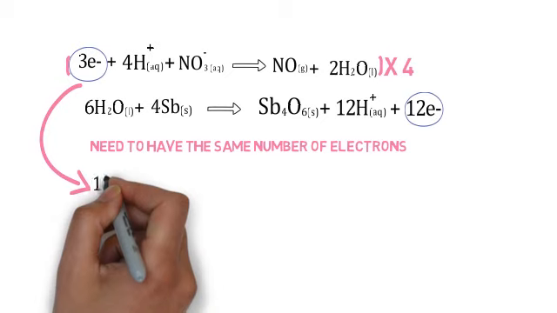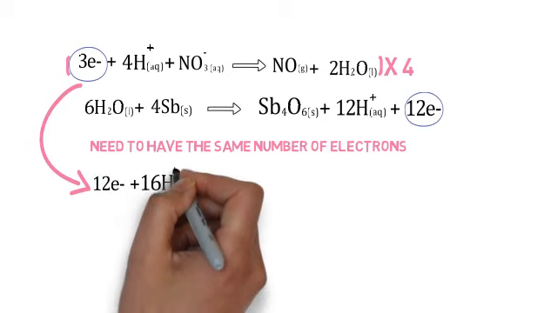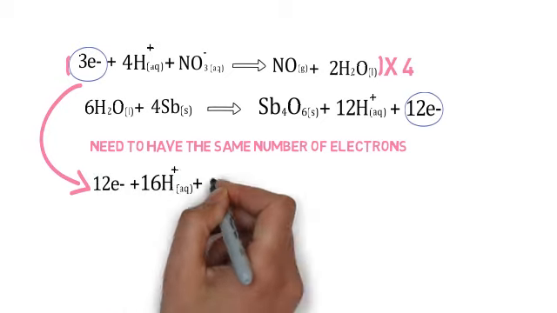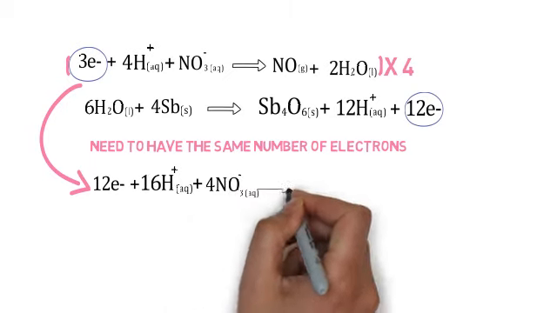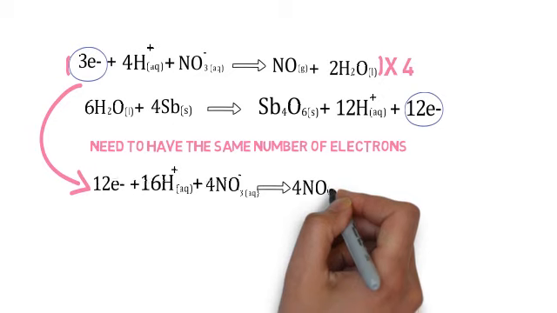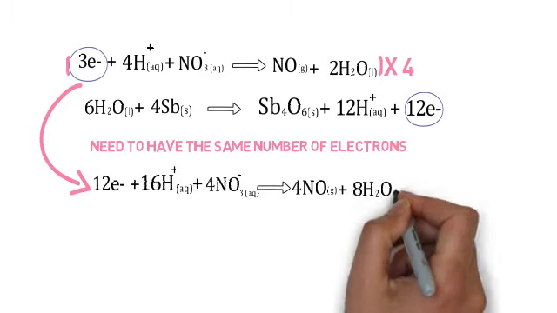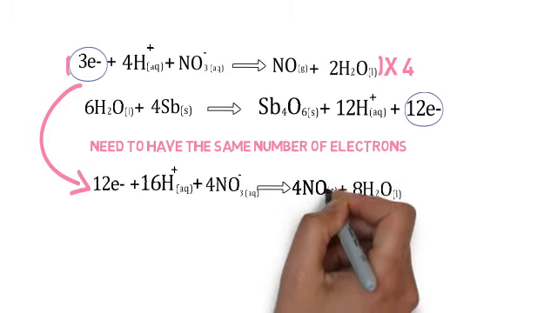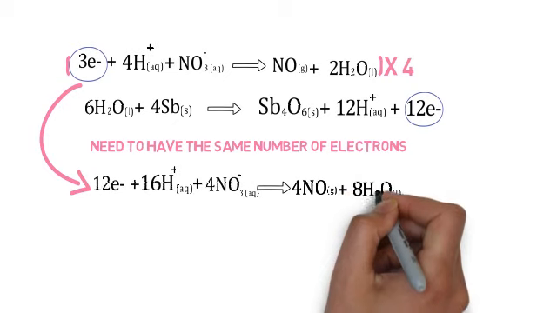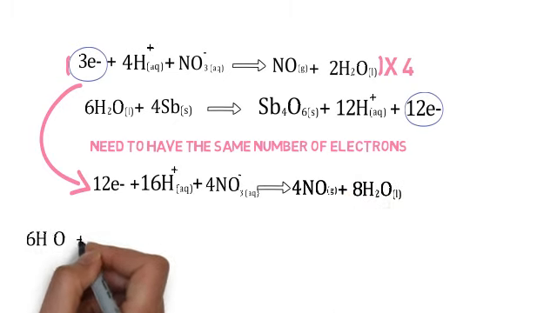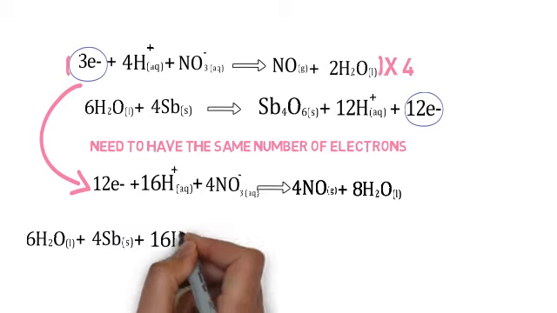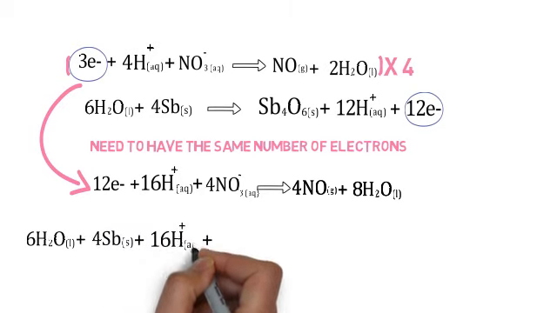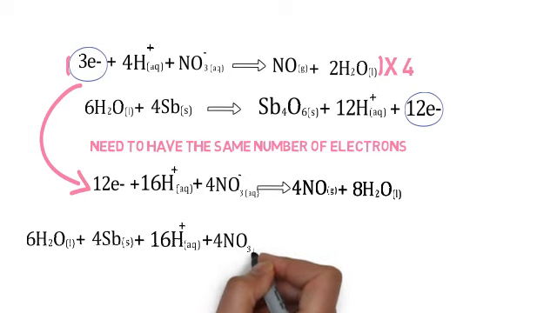If we times the top equation by 4, that will give us the 12 electrons that we need. We're not going to just times the electrons by 4, we're going to times everything by 4. So rewriting our equation, we now have 12 electrons, 16 hydrogens, 4 of our nitrates, reacting to give us 4 nitric oxide and 8 water molecules. So now we can combine our two half equations into one larger equation.